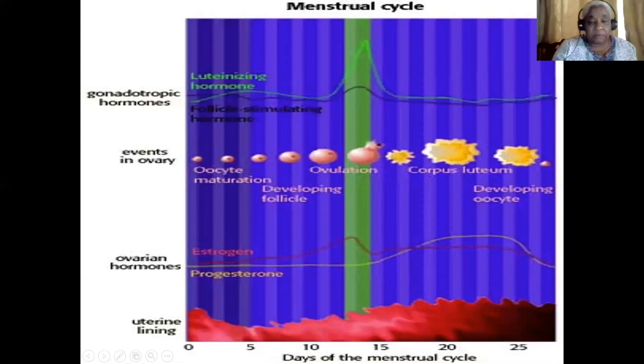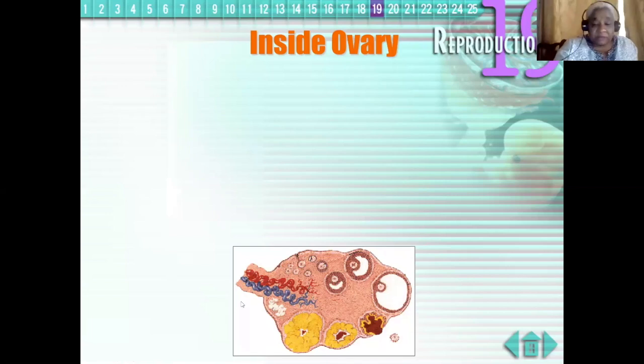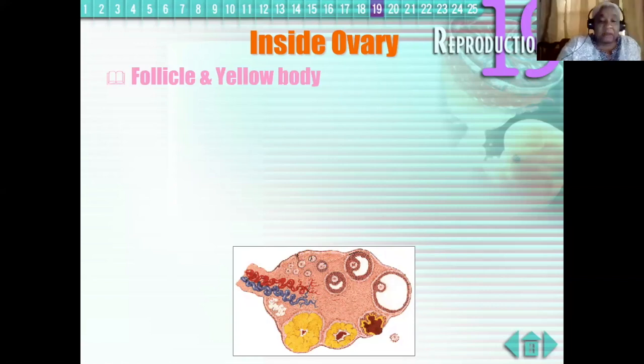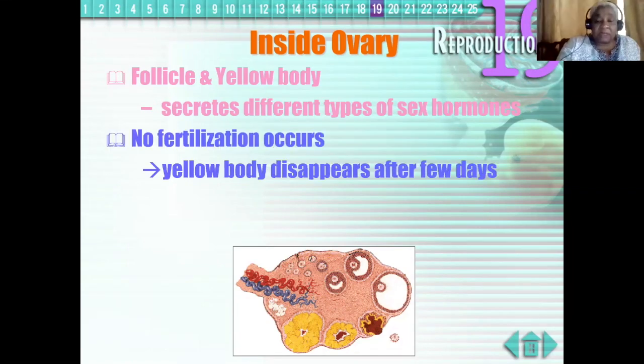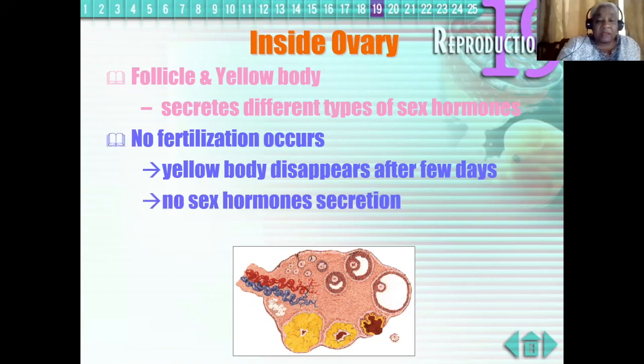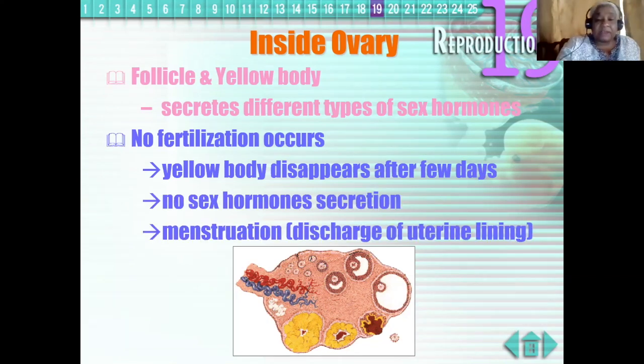So here's what happens inside your ovary. You have these follicles. You can see them maturing until you have a mature Graafian follicle. You have a follicle and a yellow body, and they secrete different types of sex hormones. If no fertilization occurs, the yellow body disappears after a few days, and no sex hormones are secreted. Then menstruation occurs, and you get a discharge of the uterine lining.